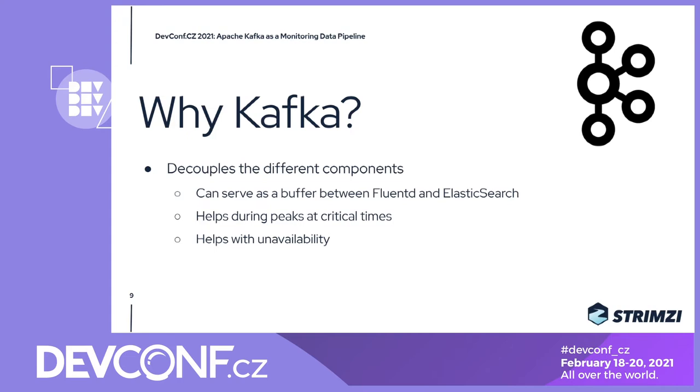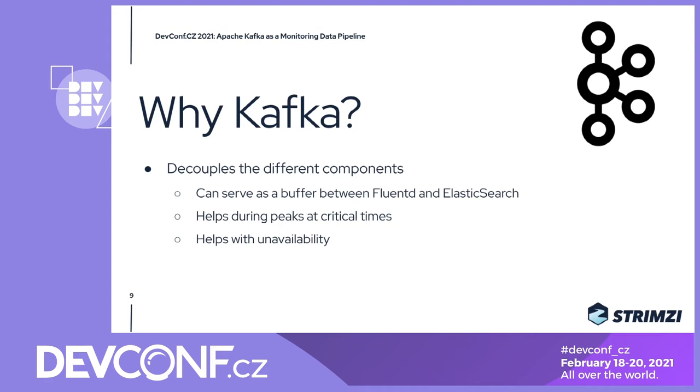Another nice thing about Kafka in your monitoring pipeline is that it decouples the different components. It can basically serve as a buffer between Fluentd, which collects the logs, and Elasticsearch, which is then storing and indexing them, because Fluentd really just connects to Kafka, sends the logs there, and then doesn't really care what happens next. And then basically asynchronously from that, Kafka can take this data and deliver it to other systems like Elasticsearch, but Fluentd doesn't care about it.